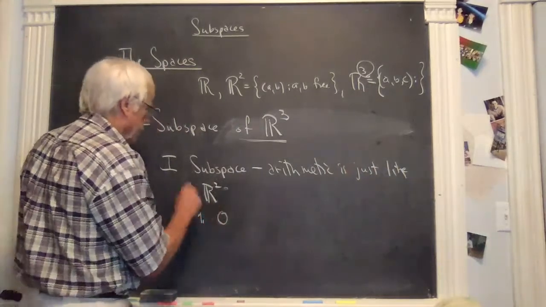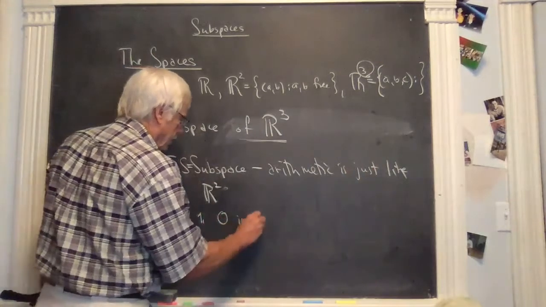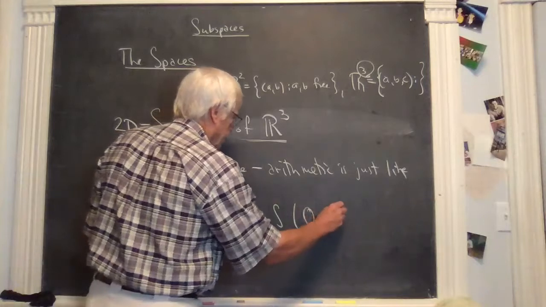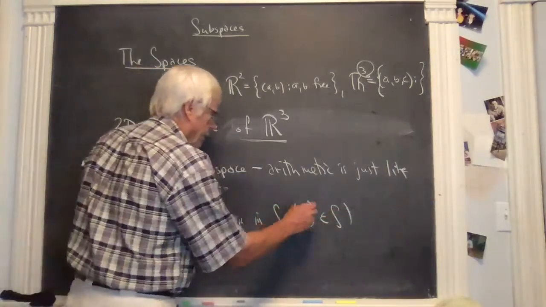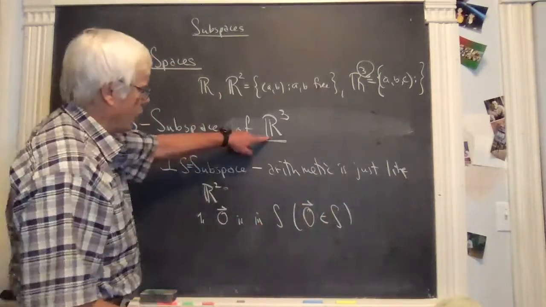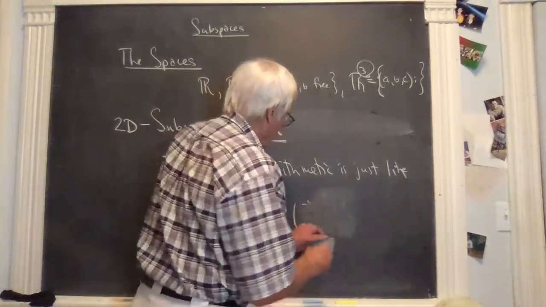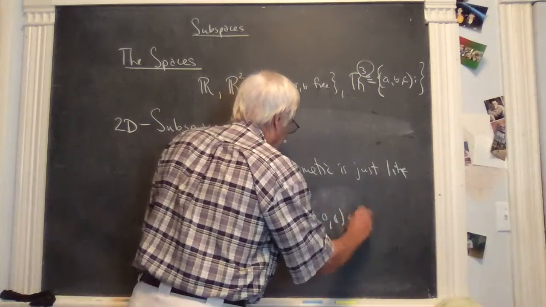Let's call S the subspace. 0 is in S. Written 0 is an element of S. One of the things in S has to be the 0 vector. So for us, the 0 vector is in R3. So this is meaning that the ordered triple 0, 0, 0 is in S.